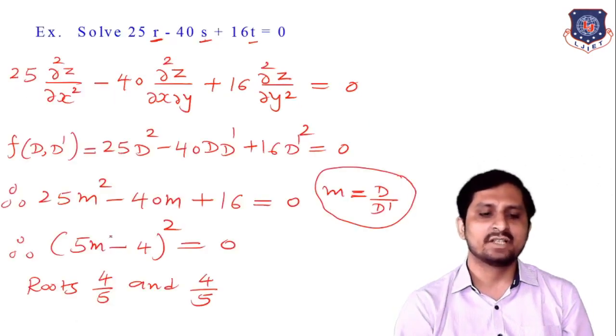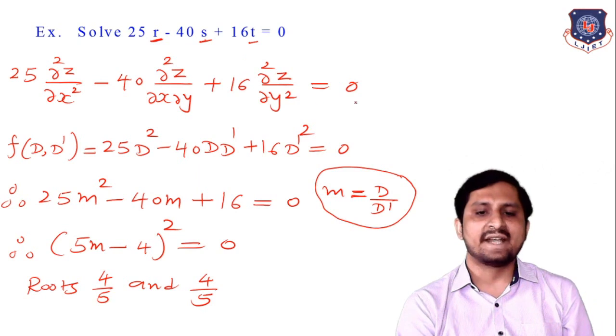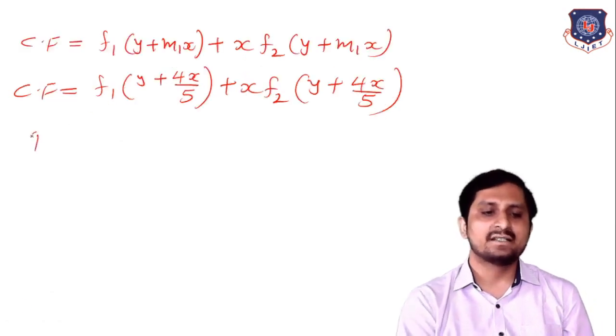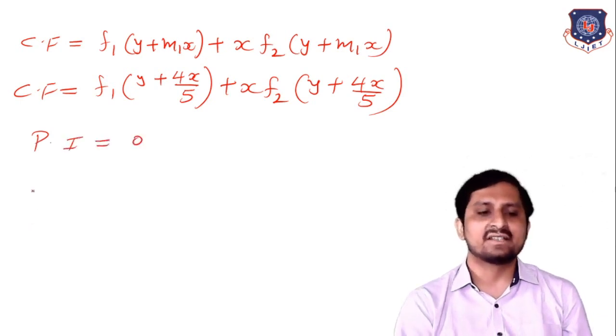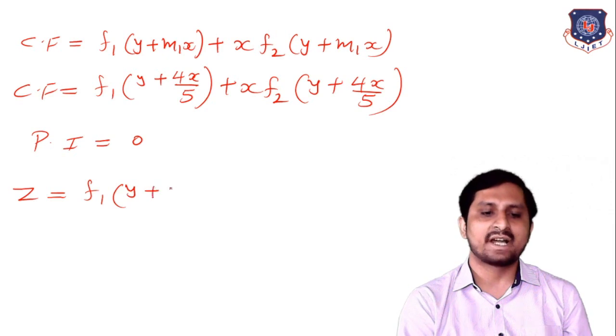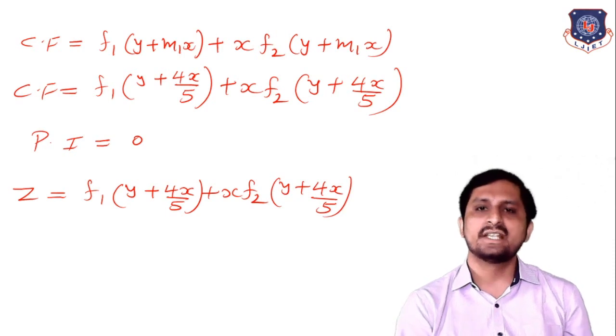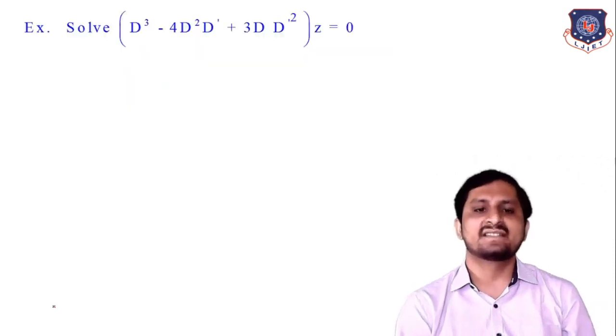Now what is my function? Right side we have function 0. So definitely here also the particular integral is 0, right? Because right side we don't have any function of x and y. So the particular integral is 0, and the complementary function is nothing but z. So z is equal to f1(y plus 4x by 5) plus x into f2(y plus 4x by 5). Clear? Now let's solve one more example.